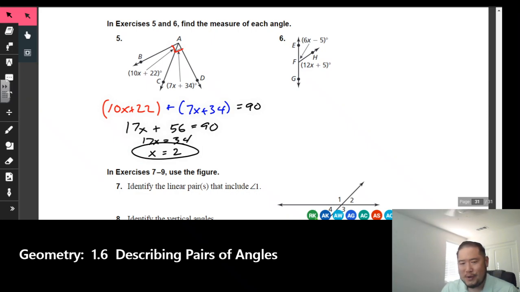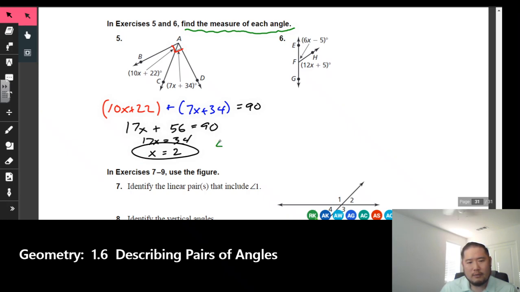Now, you may wonder, well, why was I just waiting there? Because we actually didn't find the answer. Remember, take a look at what the question is asking you for. Find the measure of each angle. So the last thing right here, to find the measure of each angle, you better make sure you take this 2 and plug it in to each part of the equation.